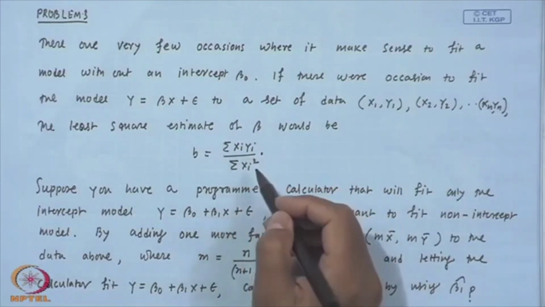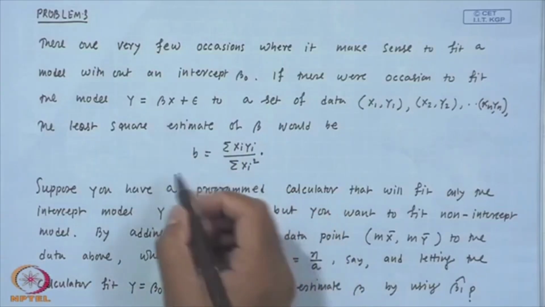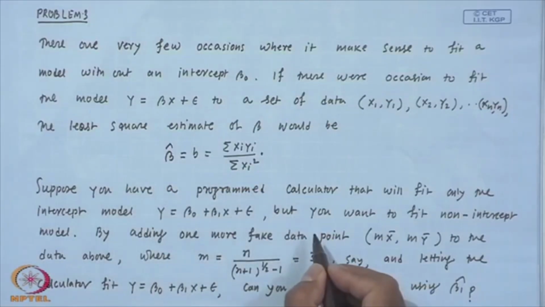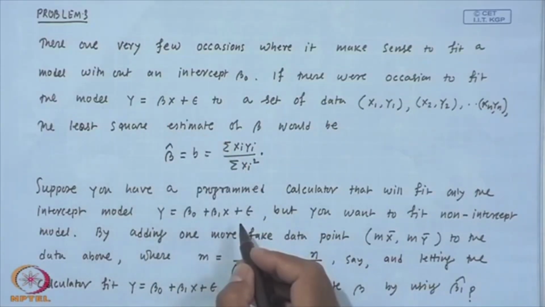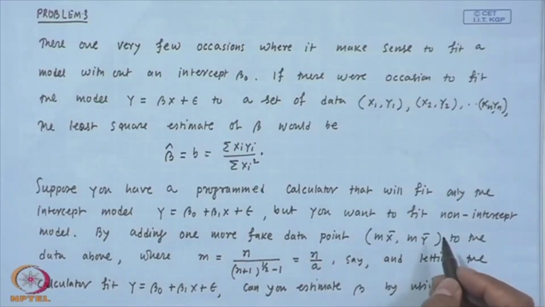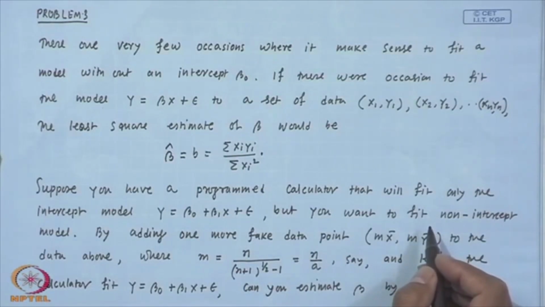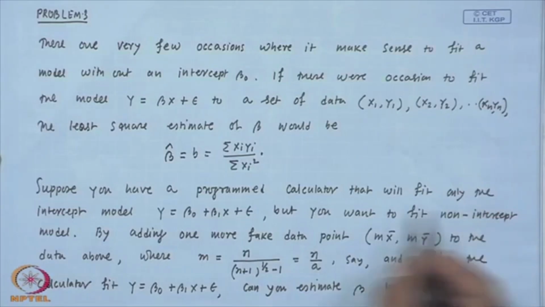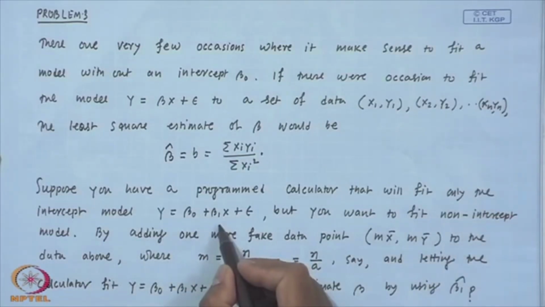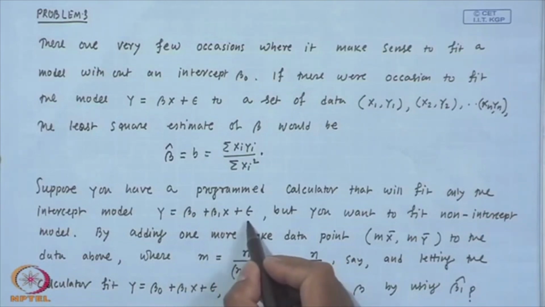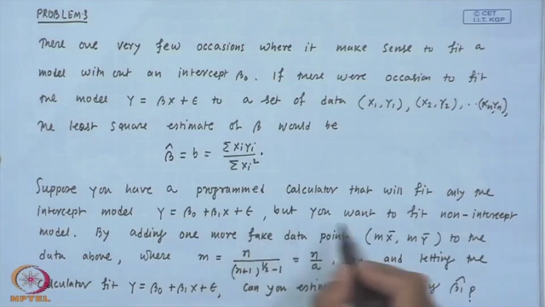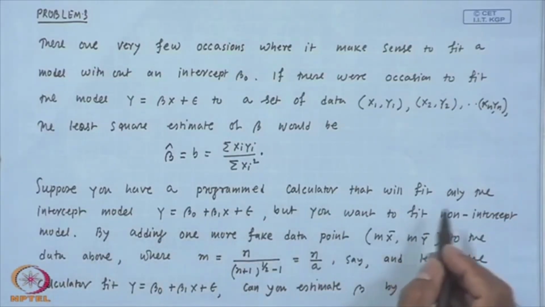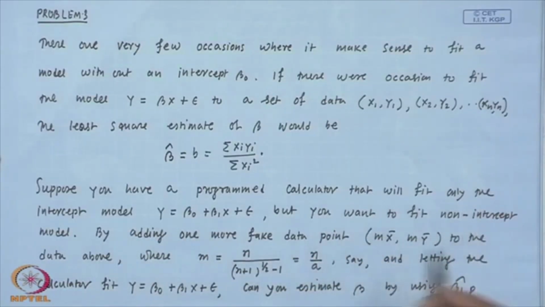Well, so we will check this part: what is the least square estimate for beta? Let me call it beta hat, for a model without any intercept beta naught. And then the second part is that suppose you have a programmed calculator that will fit only the intercept model y equal to beta naught plus beta 1 x plus epsilon, but you want to fit a non-intercept model. So you have some programmed calculator that fits only the intercept model, but you want to fit the non-intercept model.